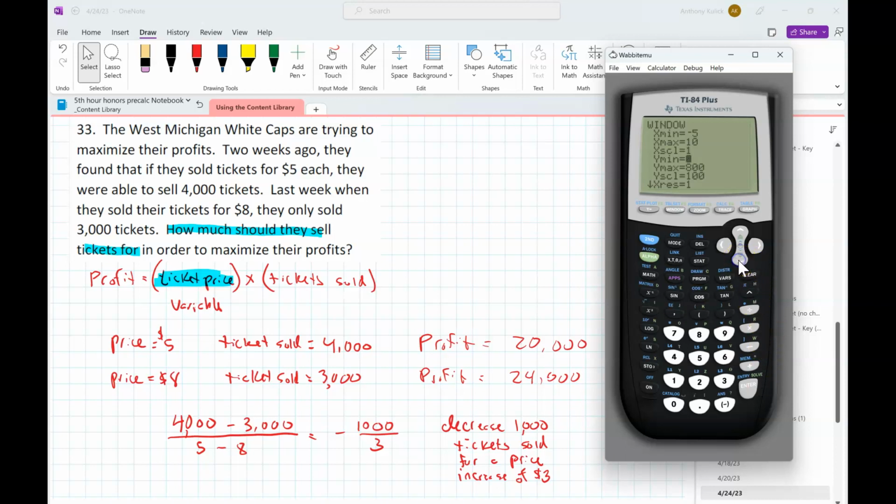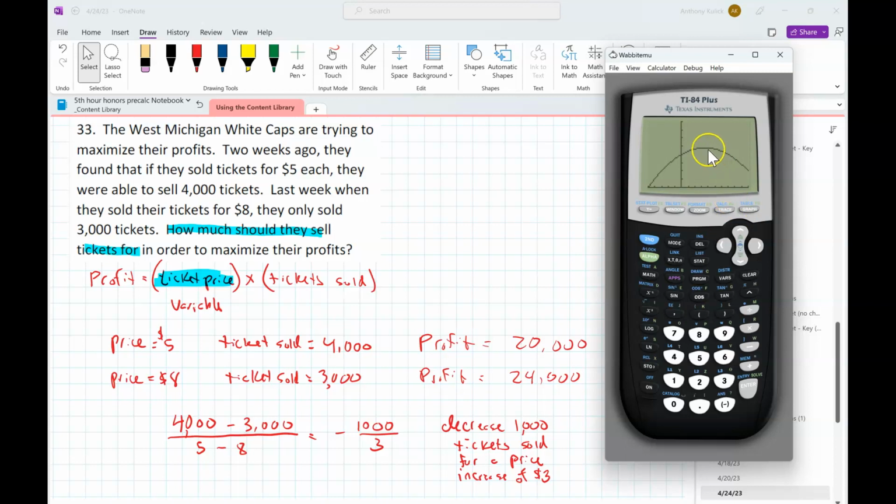And then my y is going to be the profit. So I know it's 24,000 at least. So for my y scale, maybe I'll make it 40,000 or something. I don't really know what it's going to come out to be, but it's probably not an enormous number. And then I don't know, go by 5,000 or something. Okay, let's hit graph and take a look at what's going on here.